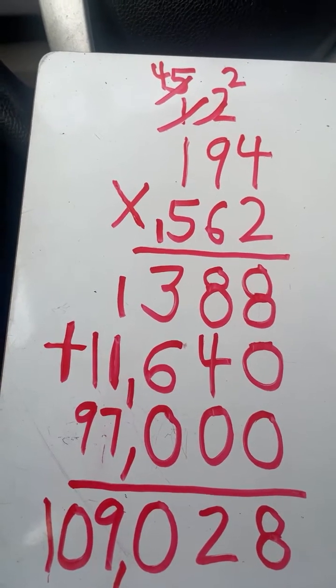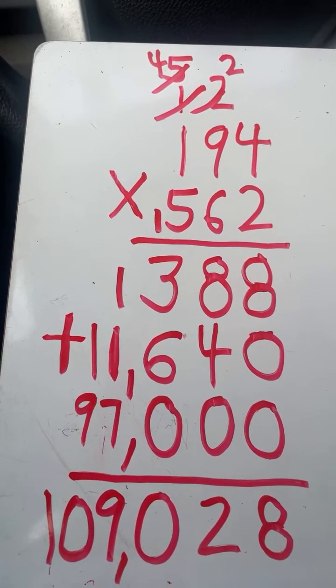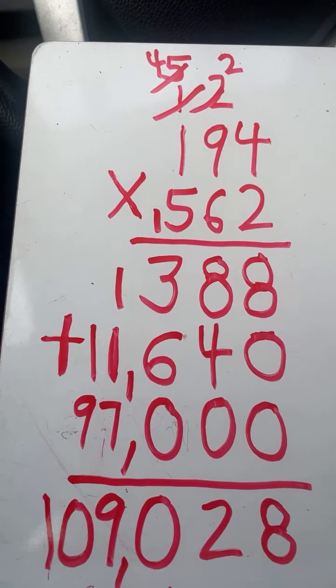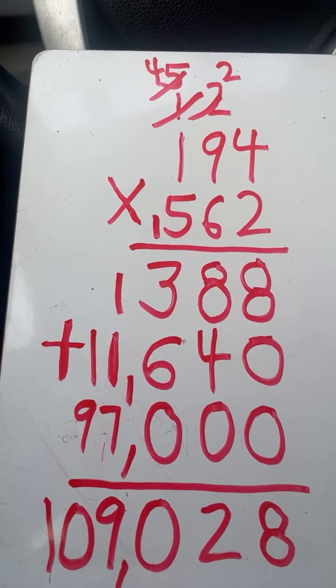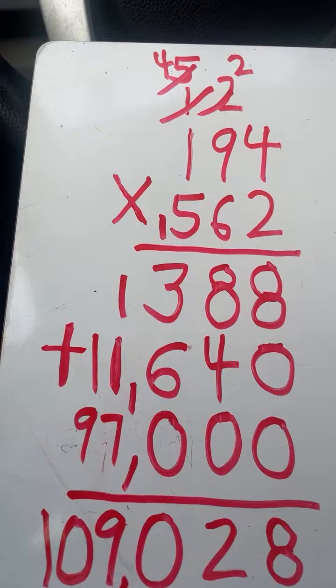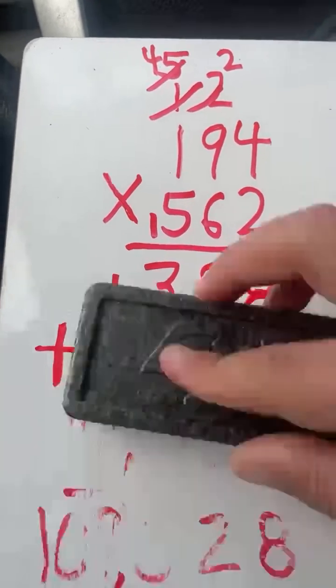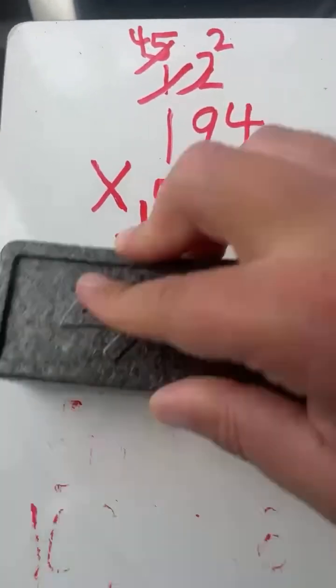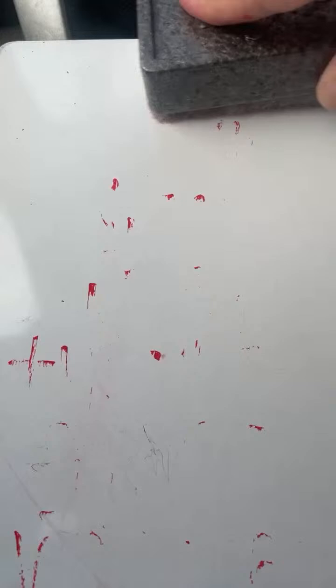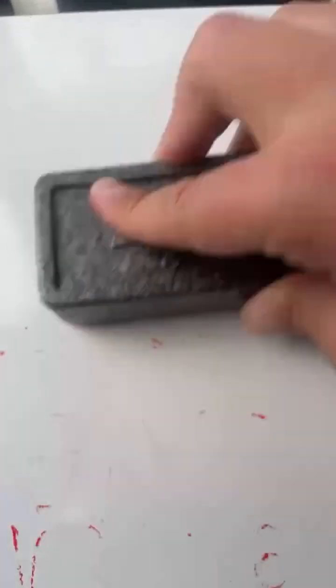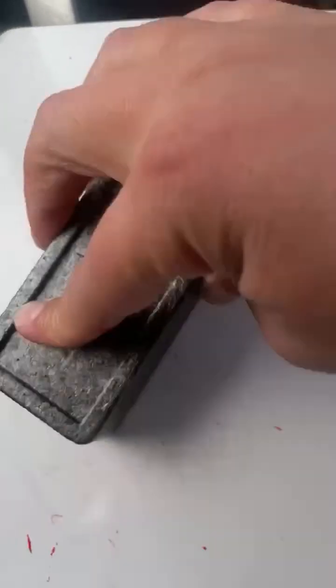194 times 562 equals 109,028. It is a lot. These are pretty big numbers. All right, next example. I might make this next example my last example because you're correct. This is a lot. These are very, very big numbers, and they do require a lot of steps here. But here we go. Next example problem.